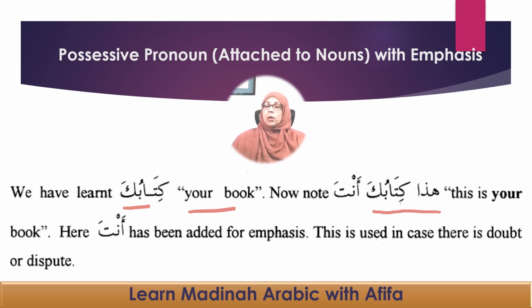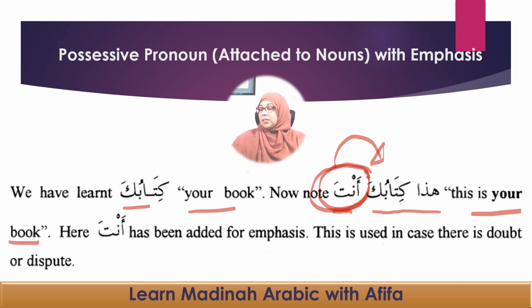Hadha kitabuka anta. Here this anta is a pronoun, detached pronoun added to this sentence for emphasis. It is not needed, because without this pronoun, the sentence is complete. If you say, هذا كتابك, it means this is your book. So this anta, the detached pronoun, has been added here for emphasis. And it can be used in a case when there is some doubt or just to emphasize.